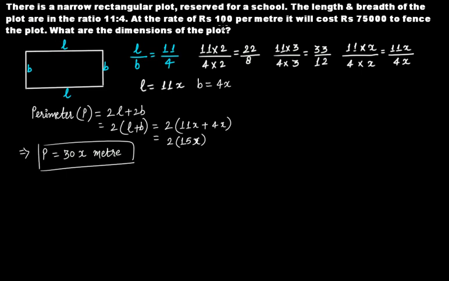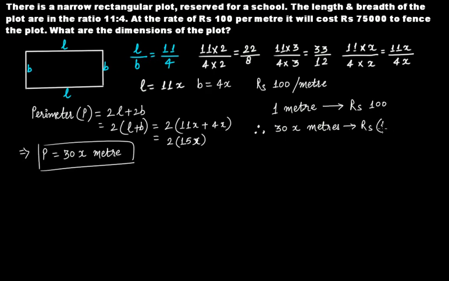Now, at the rate of rupees 100 per meter, it will cost rupees 75,000 to fence the plot. It is given that the rate of fencing is rupees 100 per meter. So if you fence 1 meter, the cost comes as rupees 100. Therefore, if you fence the whole 30x meters, then the cost will be rupees 100 times 30x, right? This is called the unitary method, right?